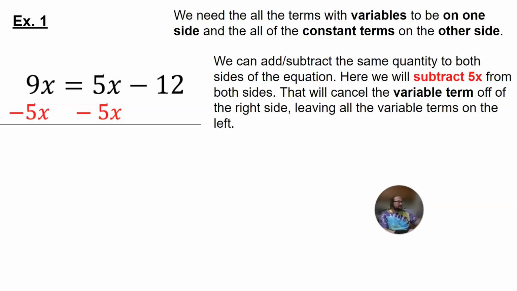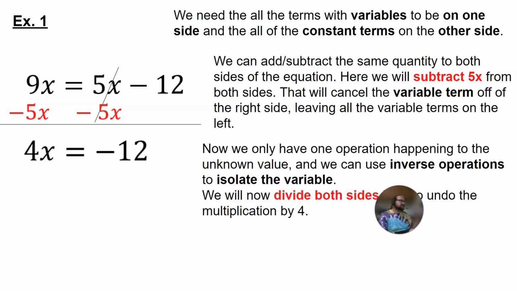5x minus 5x is 0. 0 minus 12 is negative 12, so that's how those cancel out. And 9x minus 5x is 4x. So then our result is 4x equals negative 12. Now there's just one operation happening to our unknown variable, so we can use inverse operations to isolate that. Since the x is multiplied by 4, we're going to divide both sides by 4, and we get x equals negative 3.